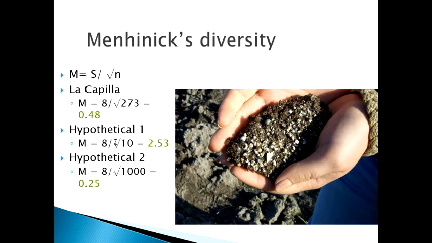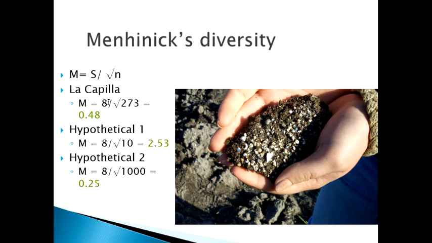Here's another one. This one's called Menhinnick's diversity. This is denoted sometimes by M, and here again you take the S, the species richness, the simple count of things, but divide it by the square root of the number of individuals. And going through the same process, the actual data gives us 0.48. The hypothetical data gives us the highest number, 2.53, and then if we actually sat and collected this large number, 1,000, we'd get this lower number.